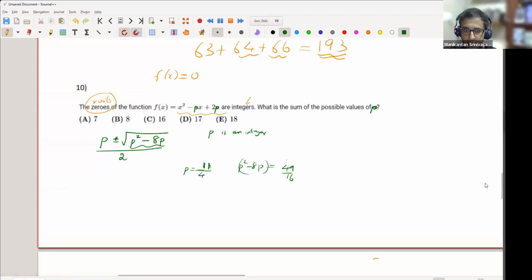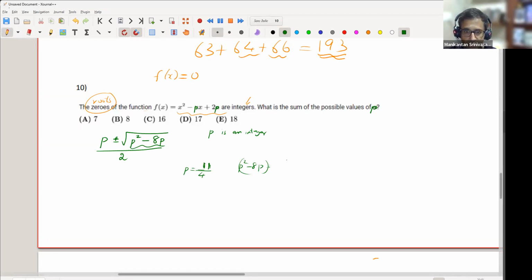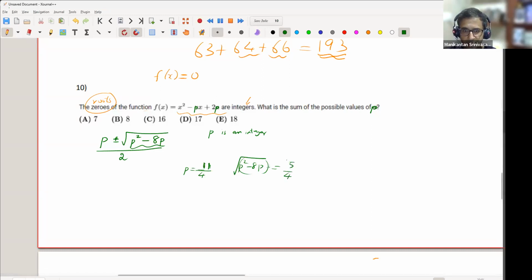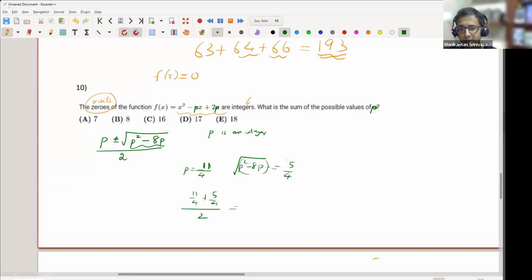Okay, let's take this example. We'll say p works out to be 11 by 4. And let's say the root of p square minus 8p works out to be 5 by 4, something, right? Then the numerator is 11 by 4 plus 5 by 4, whole by 2, which is 16 by 4 by 2, which is 2. So it's still possible that the effective quantity is an integer, but we can prove that that won't happen. We'll leave that as an aside for now. So let's assume p is an integer for now.